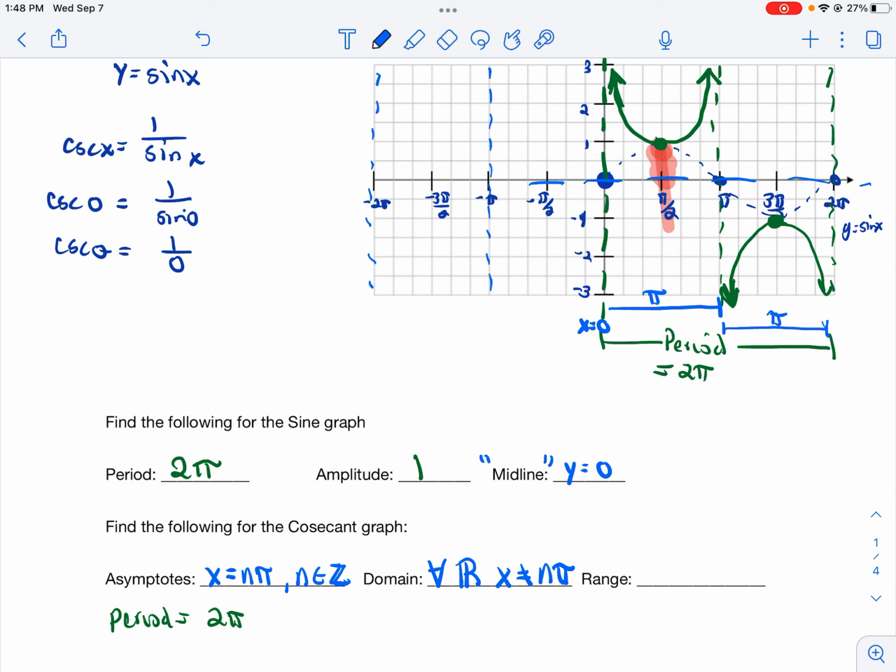Range is the green, so now I'm looking at the green graph. So it goes down forever up until I get to that value of -1. So negative infinity to -1, including the -1. And then that gives me the bottom curve. And now I need to talk about this top curve. Well, so I do union, and the top curve starts at a y value of 1 and goes up forever, to infinity. So that would be our range of this function.